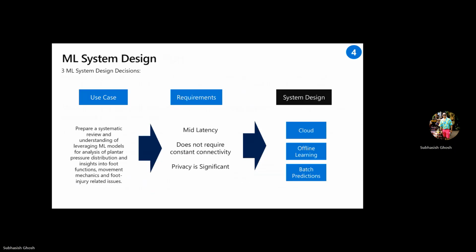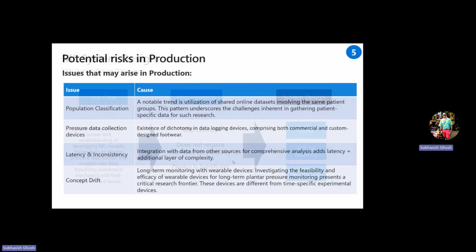And of course, we have defined a system design. The requirements are mid latency, no need for constant connectivity, and privacy is very important. However, the system design could be hosted on the cloud as long as it's a single tenant service. Going to privacy, we will definitely take care of offline learning, and batch predictions will work fine for us as well.